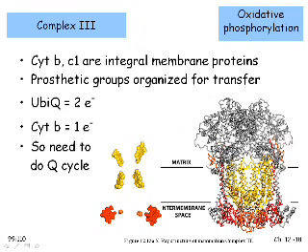So here's a picture of complex 3. This is, again, an integral membrane complex. It's got multiple polypeptides in it. There are prosthetic groups on that complex that are beautifully set up for picking up the electrons and transferring them to the next recipient in the chain. But there's a little bit of trickiness because ubiquinol, the reduced form of ubiquinone, has 2 electrons on it, and cytochrome B can carry 1 electron at a time. So we've got to work out a way to funnel 2 electrons down to 1 in some way. And that's accomplished through something called the Q cycle.